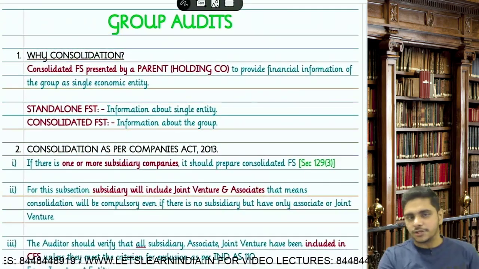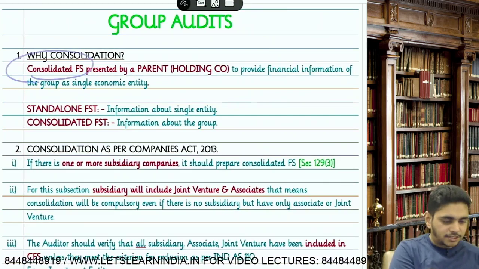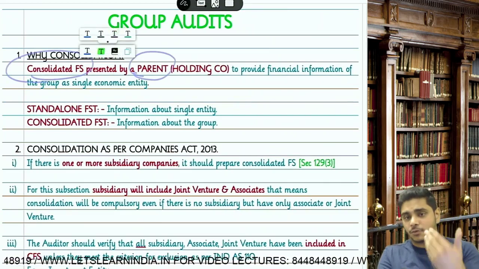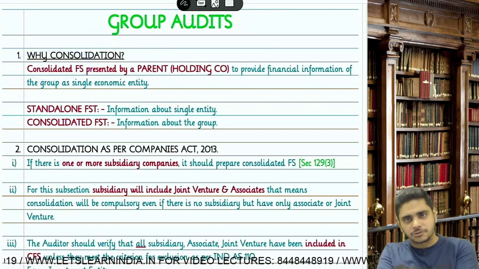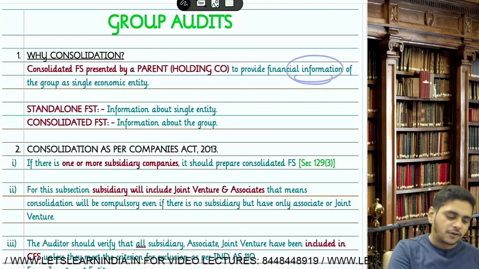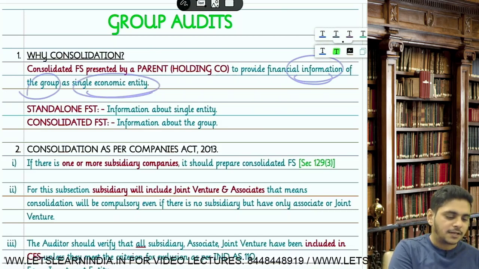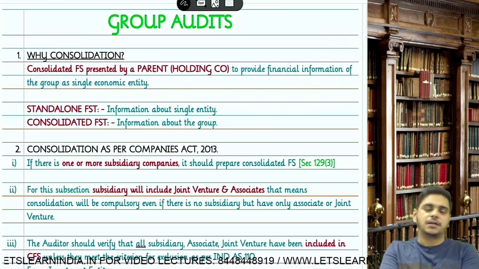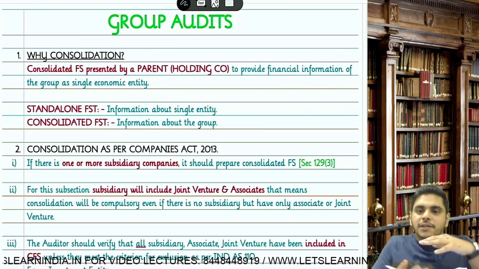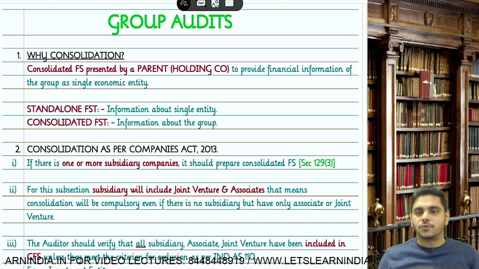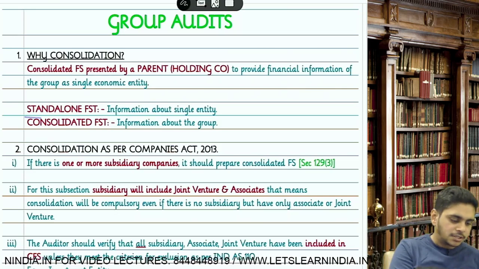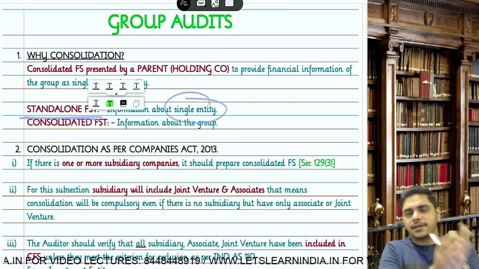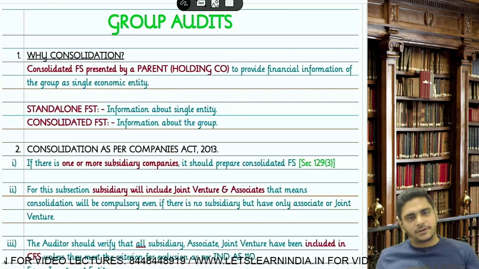So why consolidation? Consolidated financial statement is presented by a parent company. We in this chapter will say holding company, parent company. You can say holding company also. To provide the financial information of the group as a single economic entity. When they prepare their own FS, it is called what? Standalone FS. That is information about a single entity, like AB preparing their own FS, Baby Limited preparing their own FS.